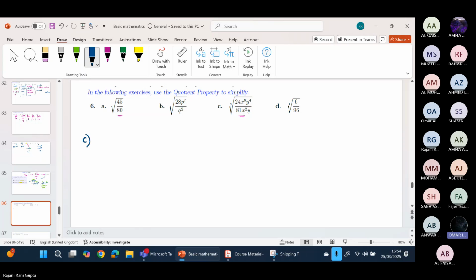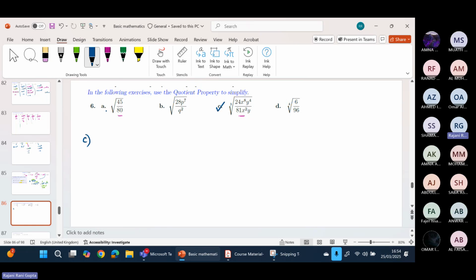I'm doing C now. For this, power 1 over 2, correct. For C, power 1 over 3 is correct: 24x power 8, y power 4, divided by 81x power 2, y, and whole power 1 over 3. So before taking power 1 over 3, try to simplify. This is the same as 2.1 you did in the quiz.